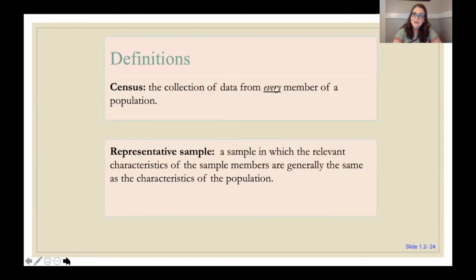A representative sample is one in which all the relevant characteristics you need of sample members are generally the same as the population. So if we're doing a study comparing men and women, we'd want to make sure we've got 49.6 or closer to 50% women and 50% men in order to make sure we have a representative sample. The census is important in the United States. It determines how funds are allocated and how many representatives we get in Congress, but not all studies can be a census, right? Unless it's a very small population. So we're going to have to learn how to pick a representative sample.